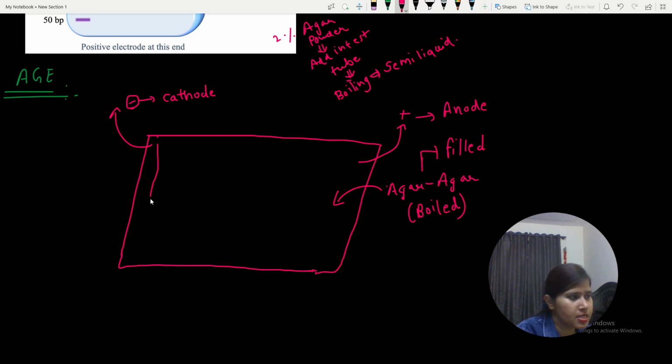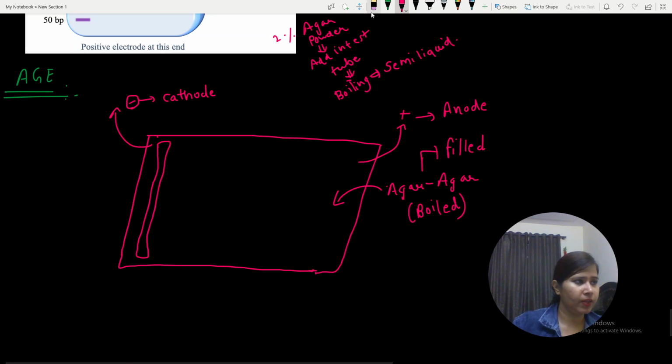Suppose this comb you are going to add here, right? Now, when this agar cools down and becomes solid, at that moment you are removing that comb from there. Then what will be left behind? In the agar, some holes will develop here.